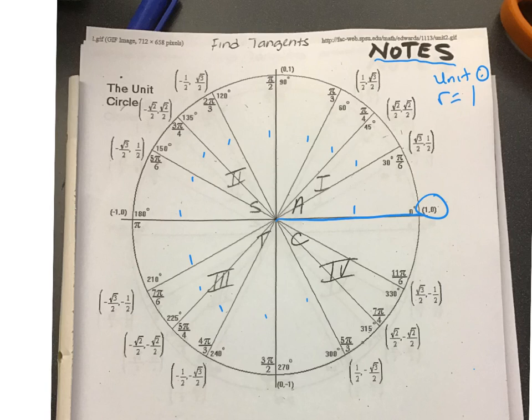So that's the first thing you know. Well, then you know that the distance between the center and every edge of the circle is 1. So all of those lines are 1. Every one of them, all the way around the circle. Does that make sense?